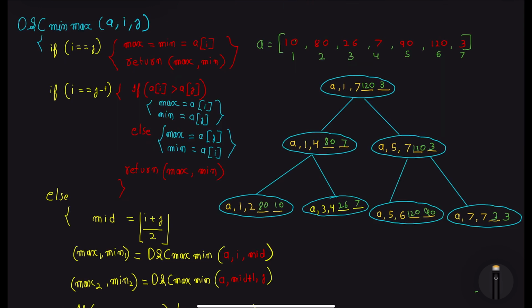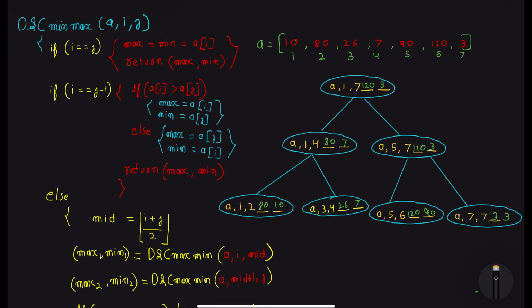Let's look at how the function call will happen. The input to our function will be array a, i as the starting index, which is 1, and ending index j, which is 7. Now we will go inside the function. We will check the first if condition, which is i equal to j. Here 1 is not equal to 7, so we will move to the next if condition. In the next if condition, if i is equal to j minus 1, 1 is not equal to 6, so we will also skip this and move to the else part.